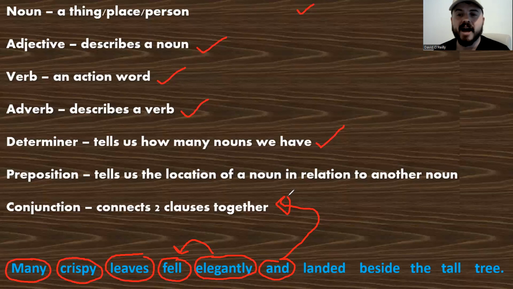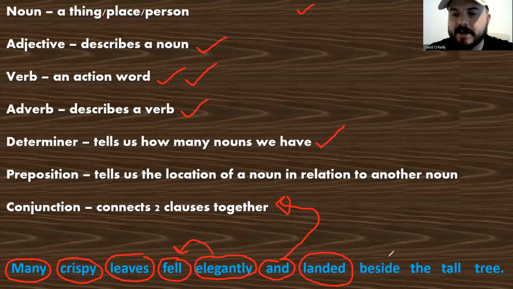Okay. And then the next word we've got is landed. What word class? What do we think? Think about what it's doing in the sentence. Many crispy leaves fell elegantly and landed. What is the word landed? Of course, it is a verb. It's an action word. It's landing. It's doing something. Like the plane lands. The plane is doing something. So the leaves fell and they landed. Two actions. Okay. Next word is beside. Slightly trickier one. What do you think?